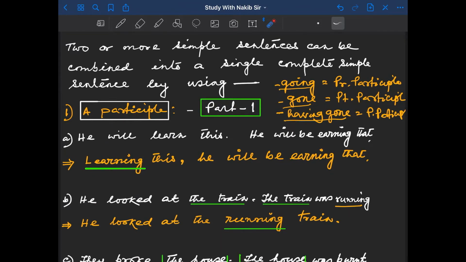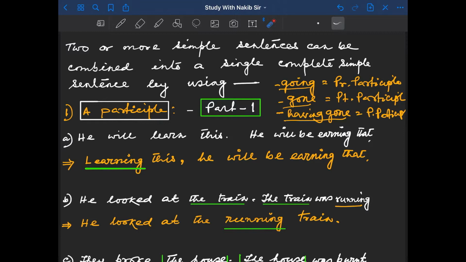Okay. Now see, two or more simple sentences can be combined into a single complete simple sentence by using a participle. So there is a question: what is a participle? A participle is the form of a non-finite verb which is used both as a verb and as an adjective. For this, it is called double parts of speech. But the participle is mainly used as an adjective.